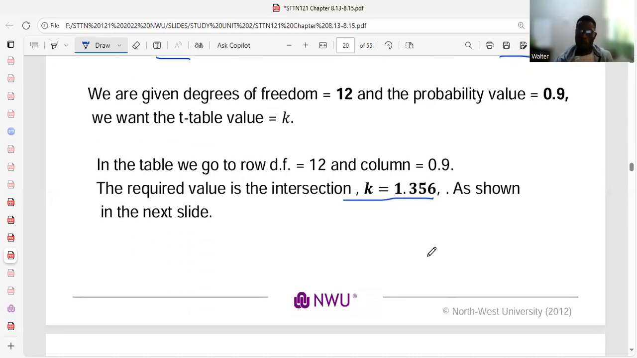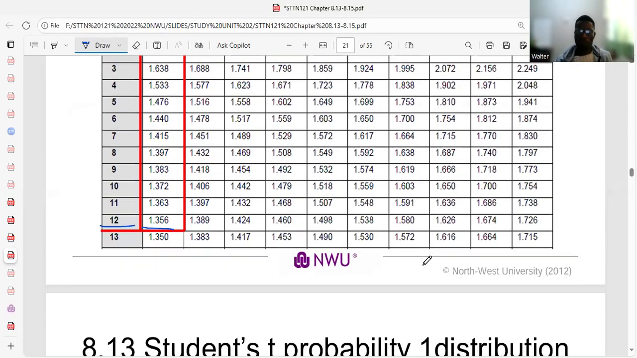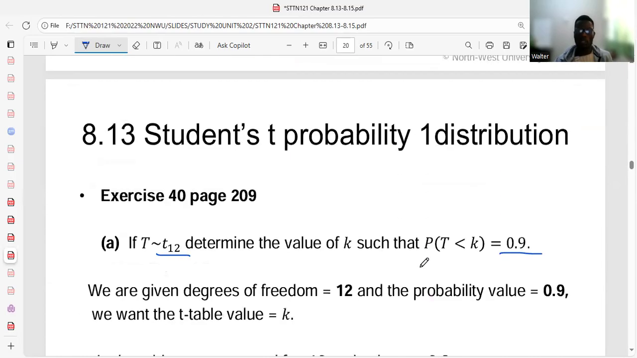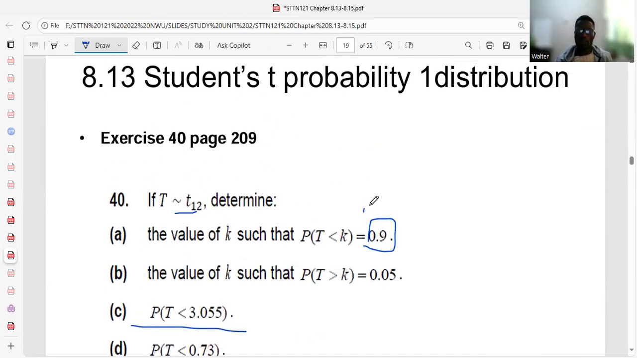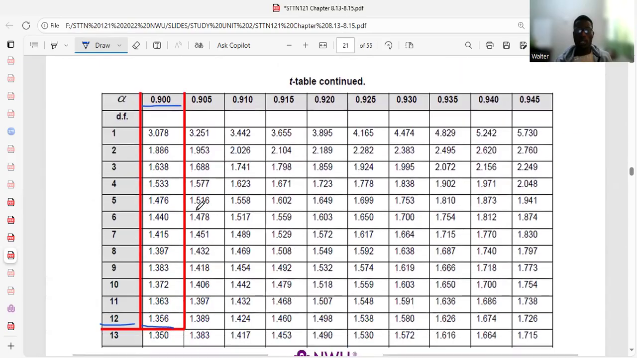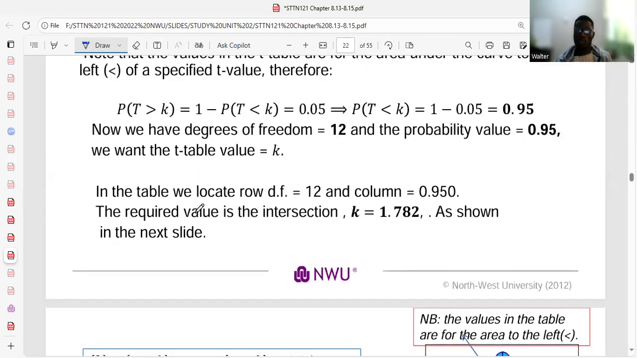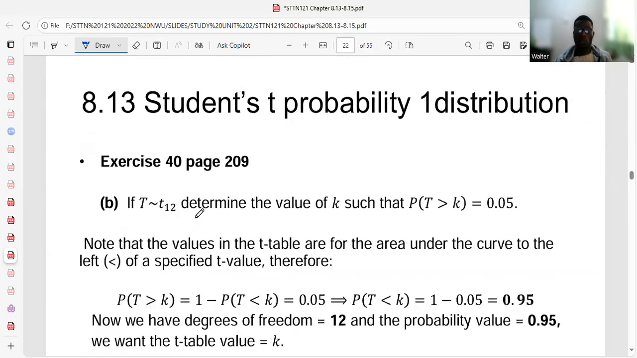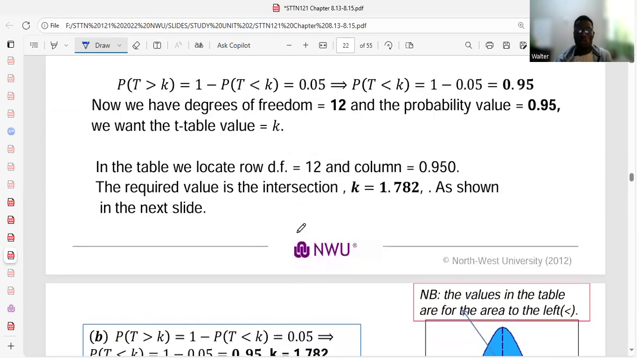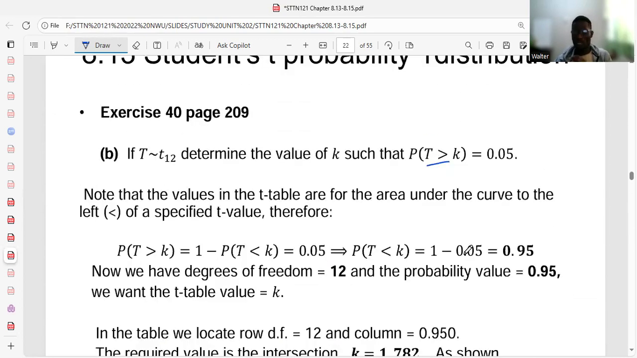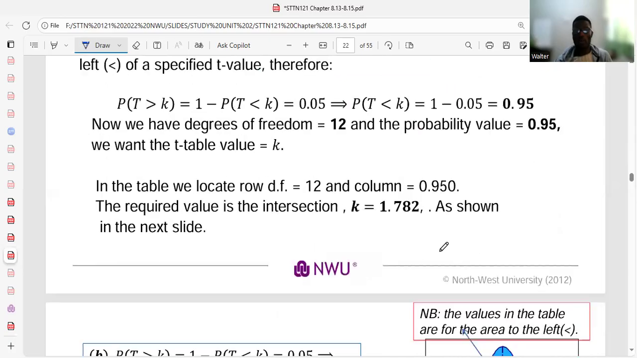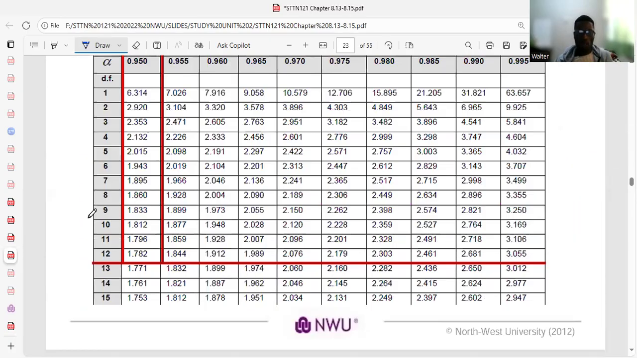What's the other one? Okay, with this one, it's 0.05 and the degrees of freedom is 12. So how do you get that? I can show something. But remember, you need to check if it's greater than. Yes, it's greater than. So you say 1 minus the answer you'll get on the table, which is 1 minus 0.05. You get 0.95. You go to the table, the degrees of freedom is 12.